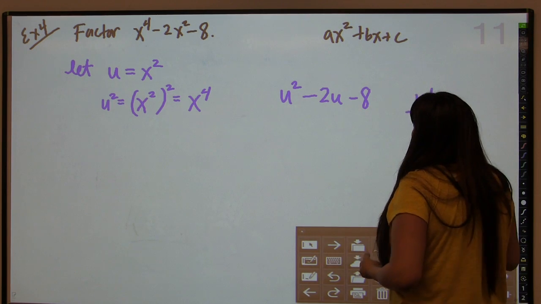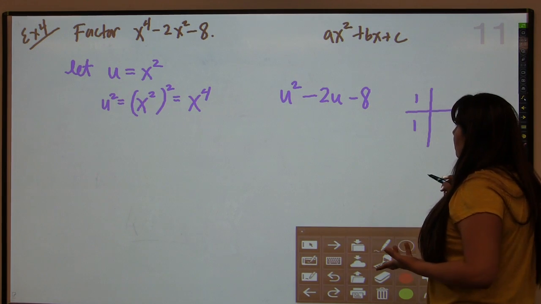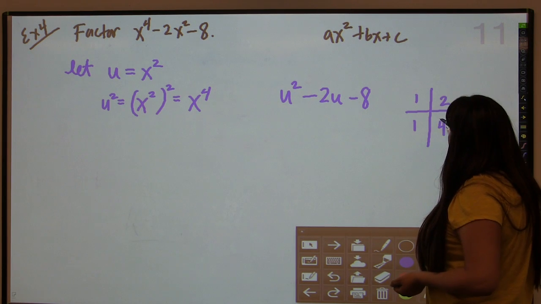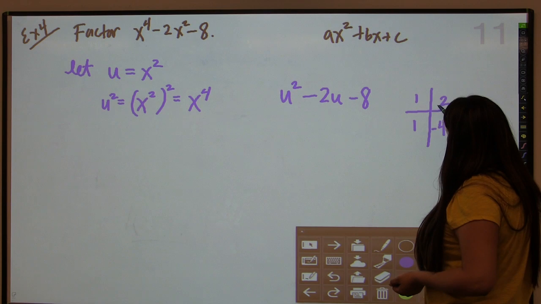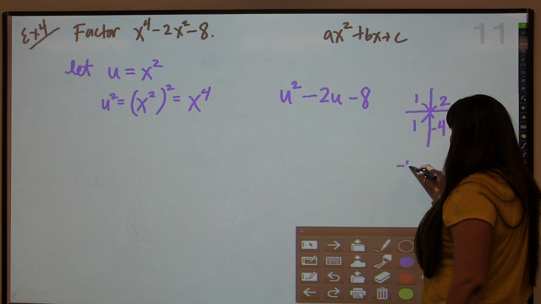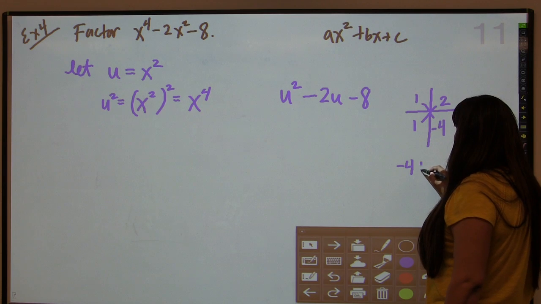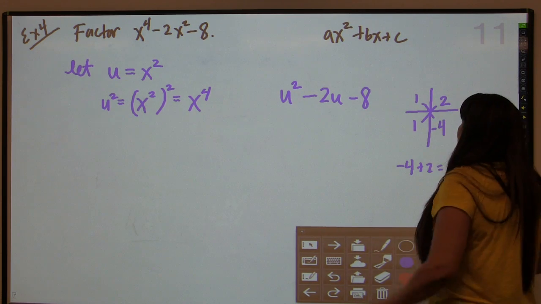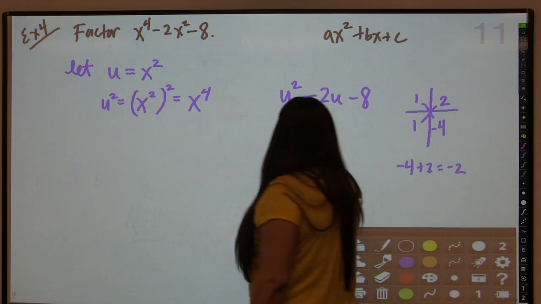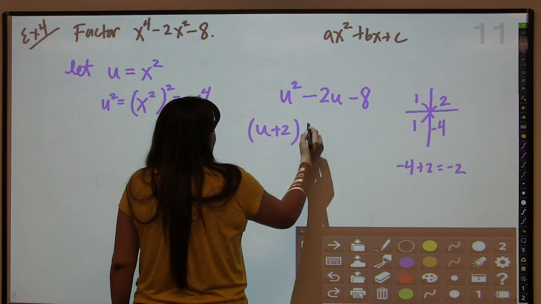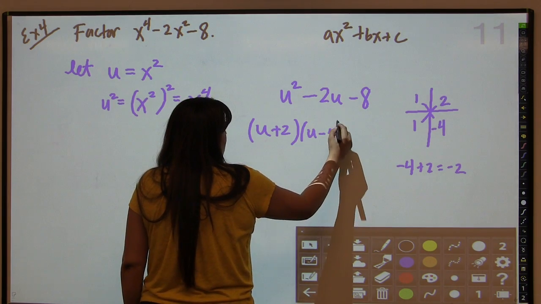1, 1. The factors of 8 are probably 4 and 2. And we want to go with a negative 4 and a positive 2, because if I do 1 times negative 4, it would be negative 4. 1 times 2 is 2. When I add those together, I get negative 2, which is what the middle term is. So that's my factorization. So this will become u plus 2 and u minus 4.